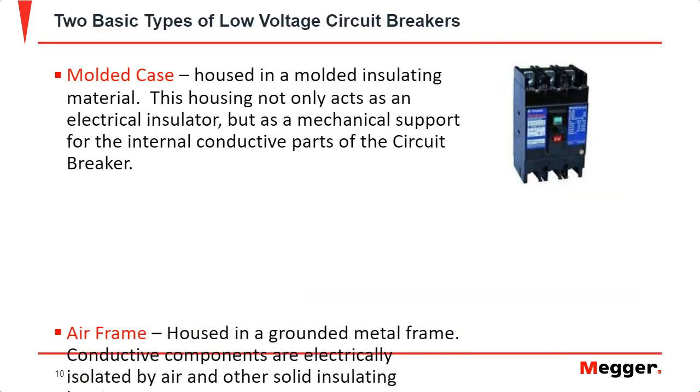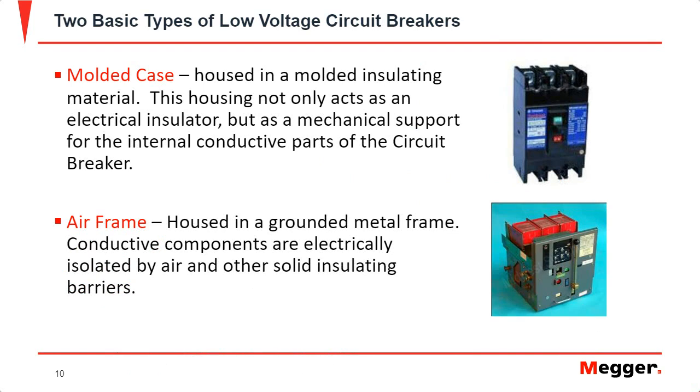The two types of low voltage circuit breakers will be your molded case breakers and your airframe breakers. Molded case, again, are going to be in that insulated plastic material. And typically with those, they're rated to the frame size to where they can handle the current that's going to be pushed through them instantaneously. Same thing for your airframe breakers. It's metal housing. Air would act as the insulating material in that one.